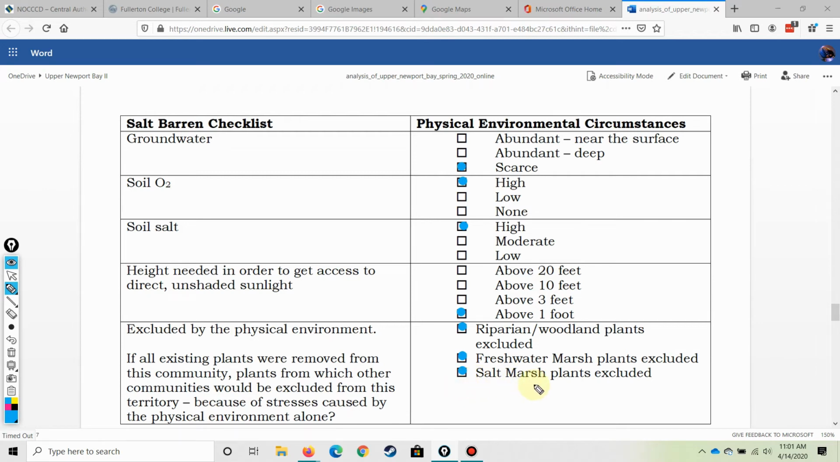Salt marsh plants can do fine in areas that have low and moderate amounts of salt, but there is a limit, and the cordgrass would not be able to live in this soil, which has extreme salt.